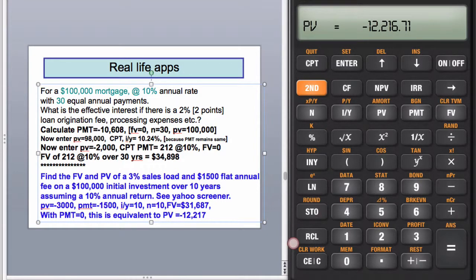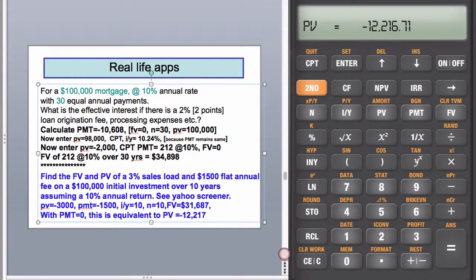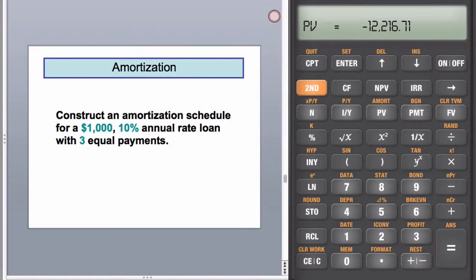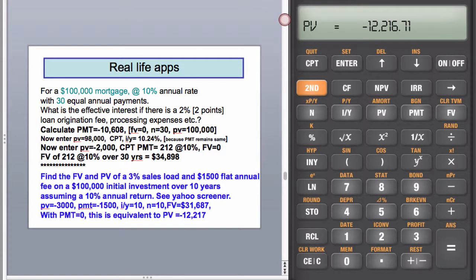So anyway, that concludes this section of time value of money here, and this material is there actually on the next leg of the video. Thank you.